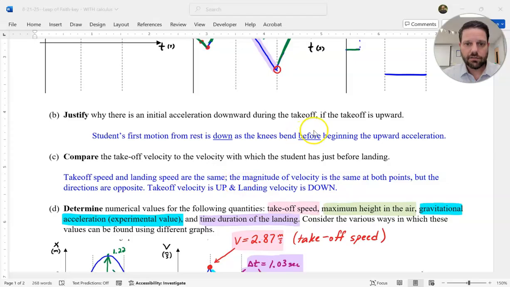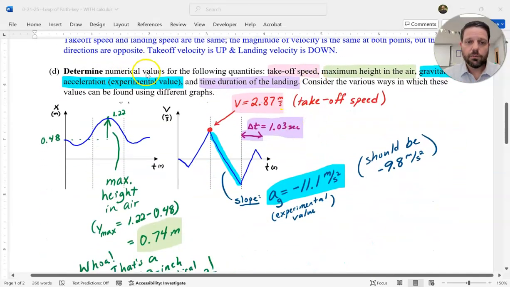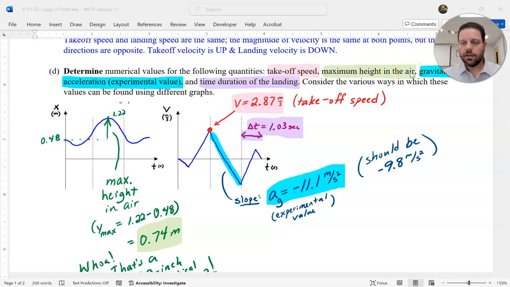Going back to our handout, let's see what it asks for. So we're supposed to determine numerical values for the takeoff speed, the maximum height in the air, which I'm going to measure from his initial takeoff. So like from where his hips are, if he's just standing there, to the maximum point he has in the air. Since that wasn't really clear, you could just measure from the ground or whatever reference point you have, and that's okay. We're going to measure an experimental value for the gravitational acceleration. I know that's supposed to be 9.8 or 10, but we're going to see what the graph tells us and then compare it. And we're going to get the overall delta t, the time duration that it took him from when he touched the ground upon landing to when he was standing at rest.